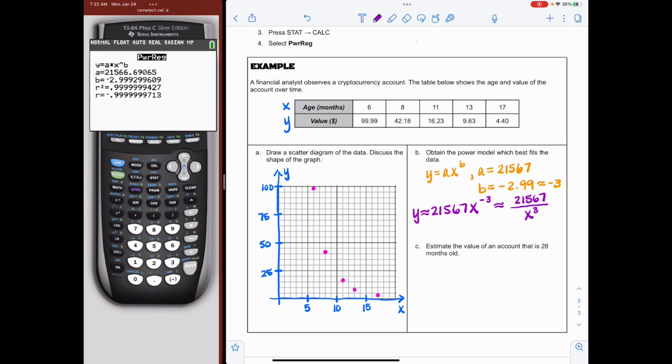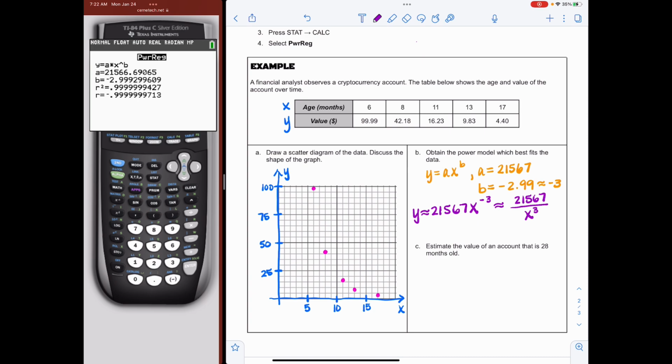And we know that that is inverse variation. And we can tell that the R is a negative 0.99999, which means that R is very, very close to negative 1, which means that this is a very strong negative correlation. Okay, so that is our power model. So either or would be your answer here.